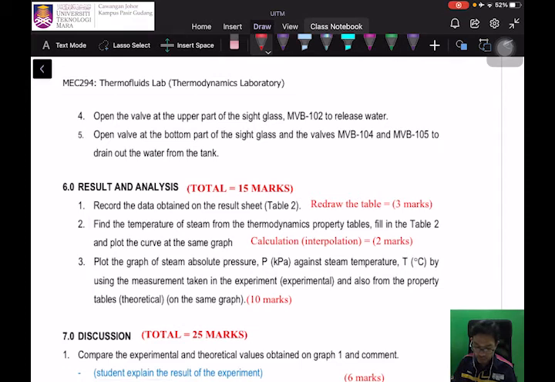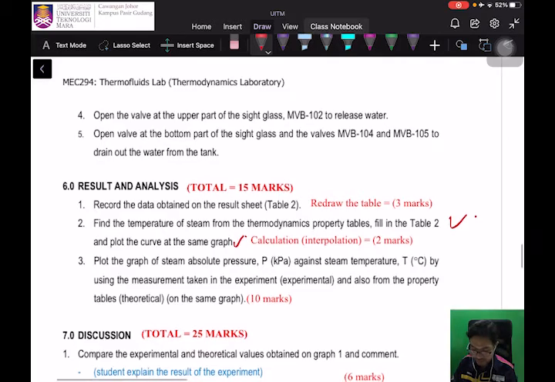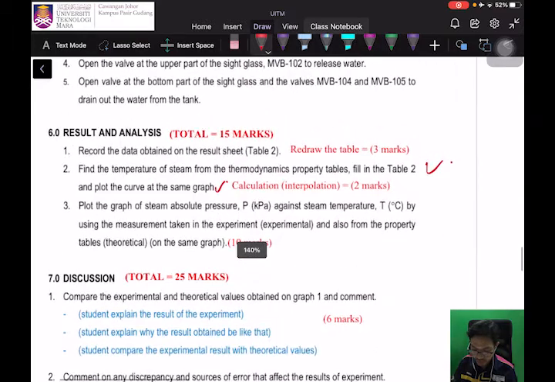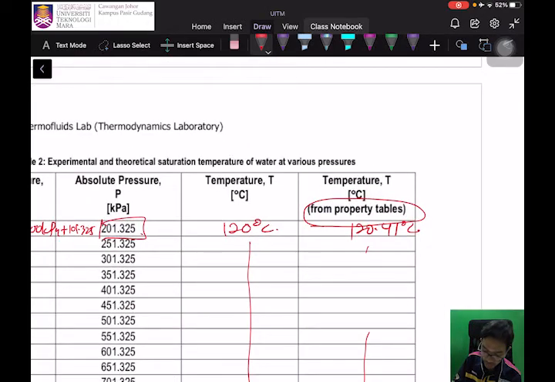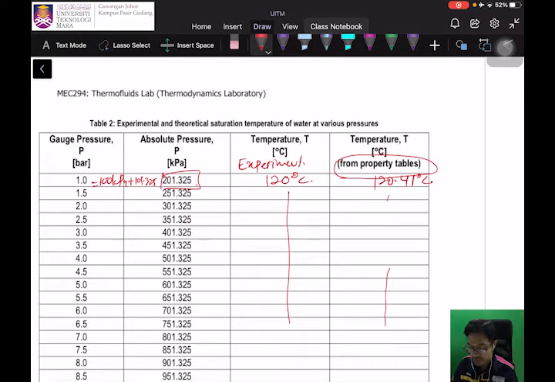And then you look at the second result analysis here. It wants you to find the temperature of the steam from the thermodynamic property tables. So this one I have shown you. Okay, and plot the curve on the same graph. So what curve do you need to do? Plot the graph of the steam absolute pressure P versus steam temperature by using the measurements taken in the experiment and also from the tables, which is the theoretical. So the value that you get from the experiment is in the third column here, and the fourth column here is your theoretical.